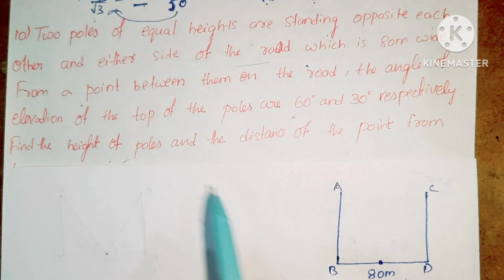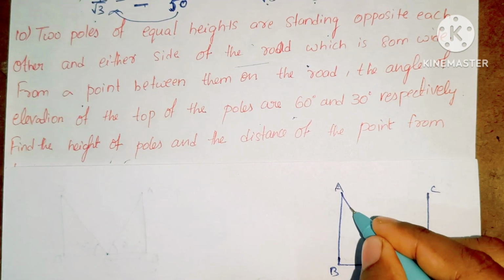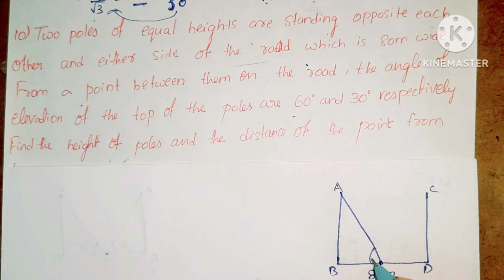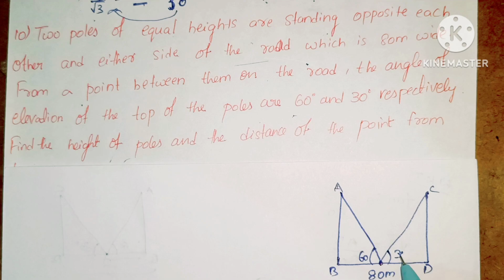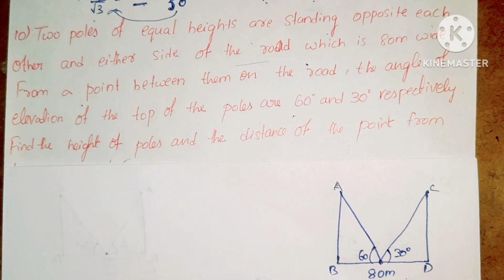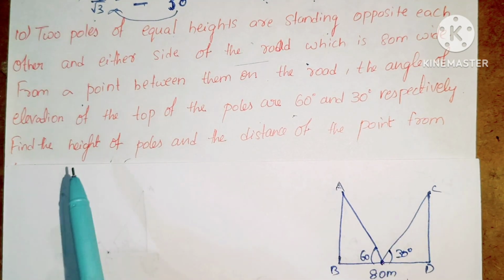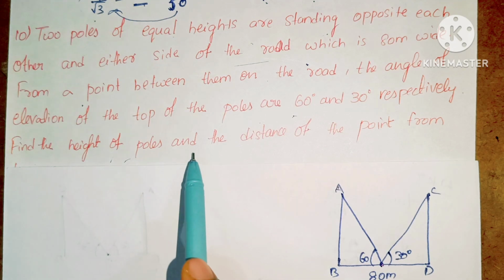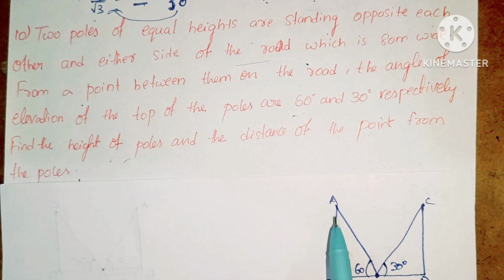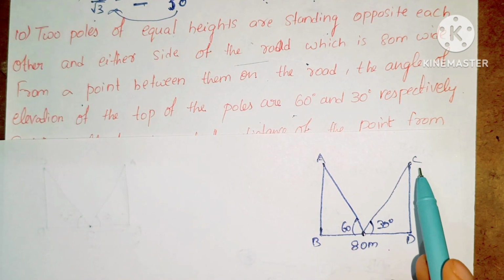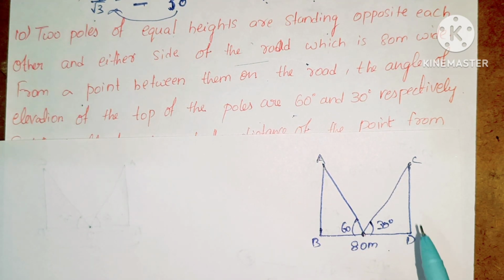So from a point between them on the road, one angle of elevation was 60 degree, and from the same point on the road, another angle of elevation was 30 degree. Understood? So what did he say to find? Find the height of the poles and the distance of the point from the poles. That means he said to find AB. Okay. If you find AB equal to CD, then automatically you will get CD.